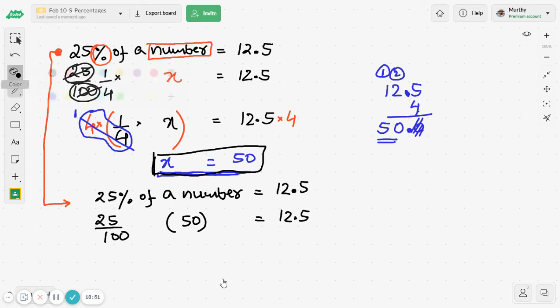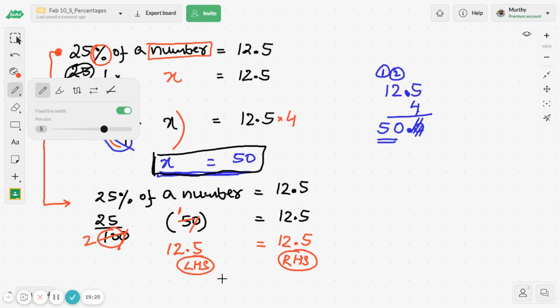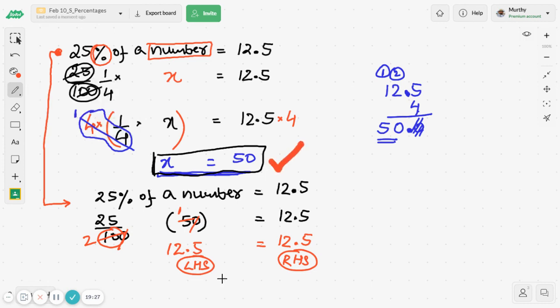Again, I'm going for butterfly method cancellation. So 0 and 0 get cancelled. Now, 5 times 2, 5 times 1. Now 25 over 2 equals 12.5, and 12.5. Now I see that my left-hand side, what I got, and what's given on the right-hand side, are the same. So my calculation went well, and the value of the missing number is 50. That is correct.